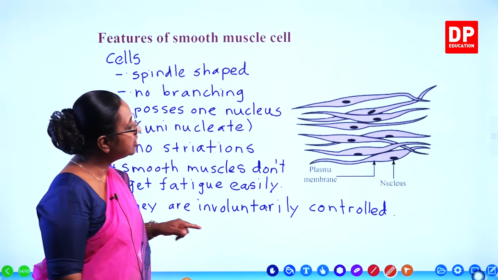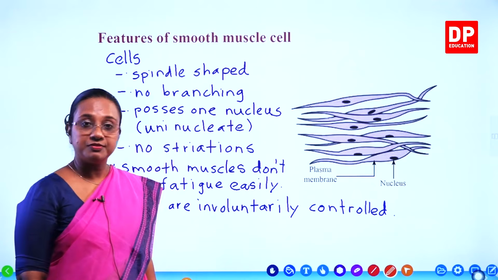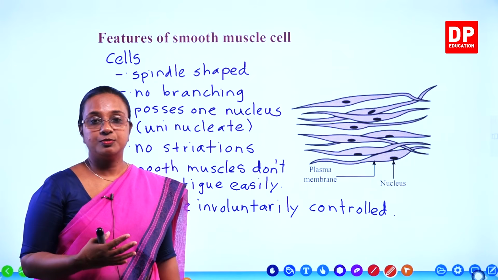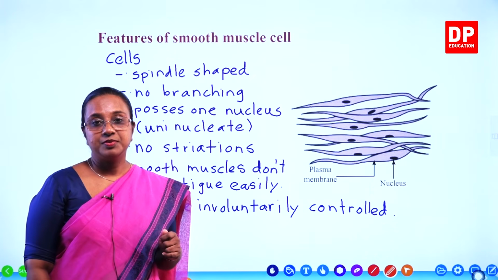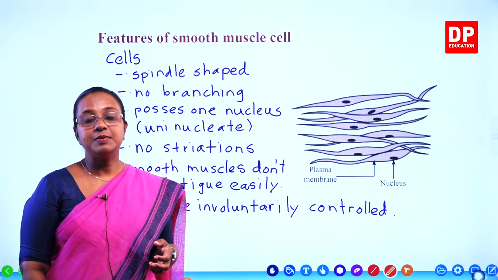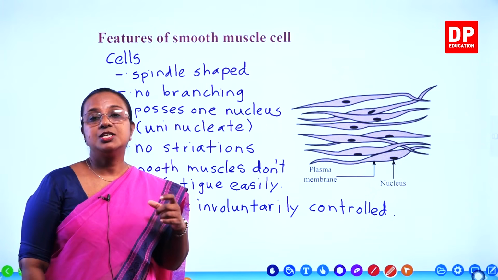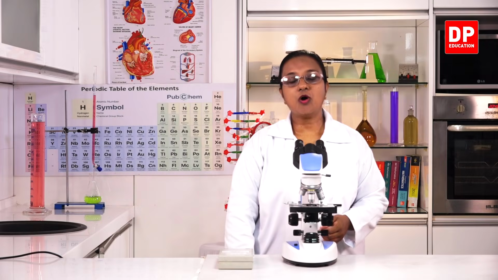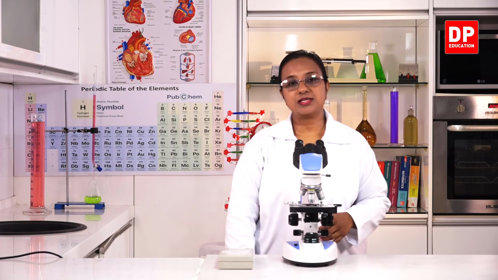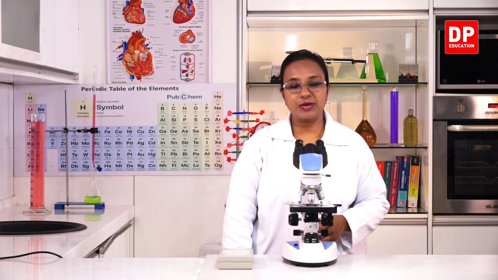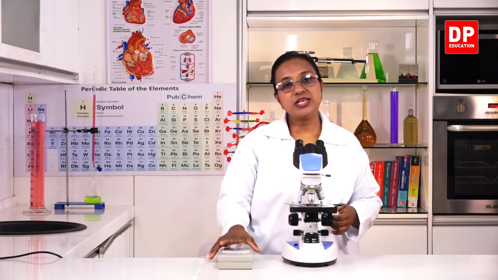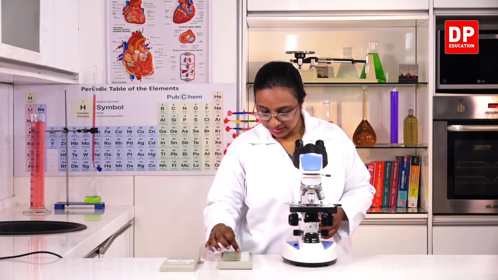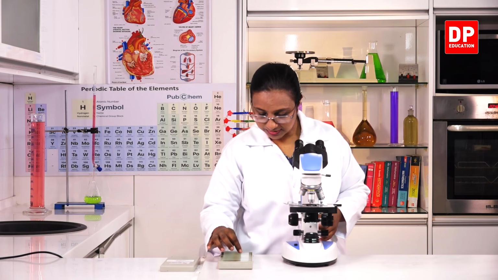Now that you have understood the features of the smooth muscle tissue, let us observe this smooth muscle in the lab. There are permanent slides available. We will observe such a slide under the light microscope. Now we will observe the first type of muscle tissues, that is smooth muscle. So for that I'll be using a permanent slide that is there in the lab. I will get the smooth muscle tissue.